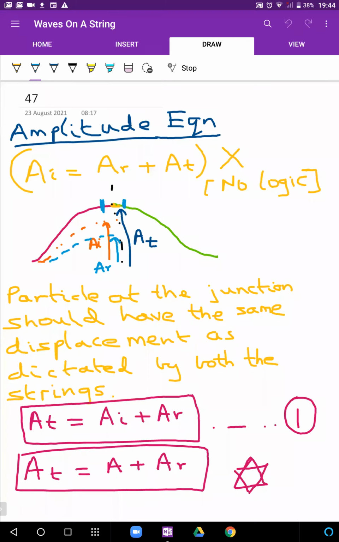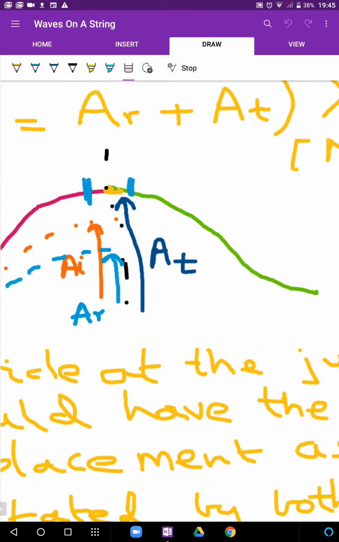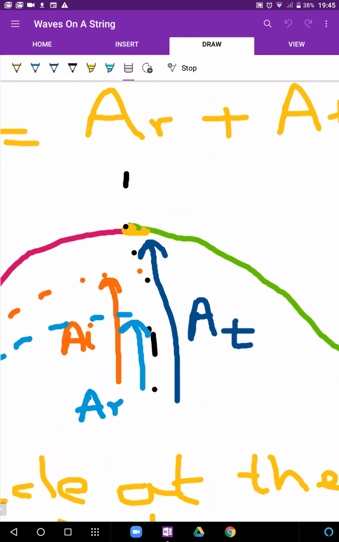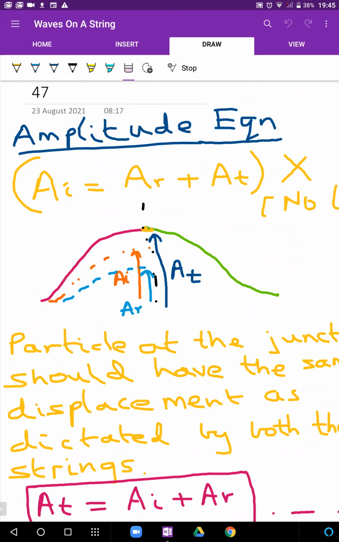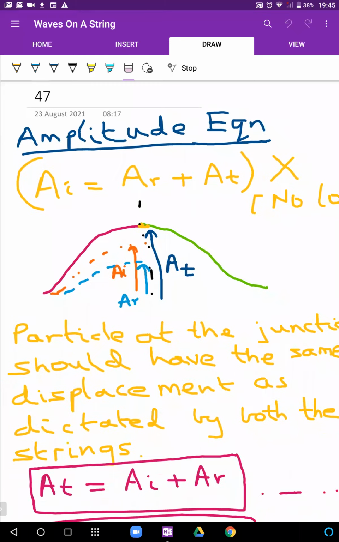The particles very close to the point of contact should be at the same place at any given instant of time, because they're very close, right? So the pink string's rightmost particle and the green string's leftmost particle should always be at the same place. Now imagine a condition where both these particles are at their extreme position. Think what that extreme position would be for the green particle and the pink particle.